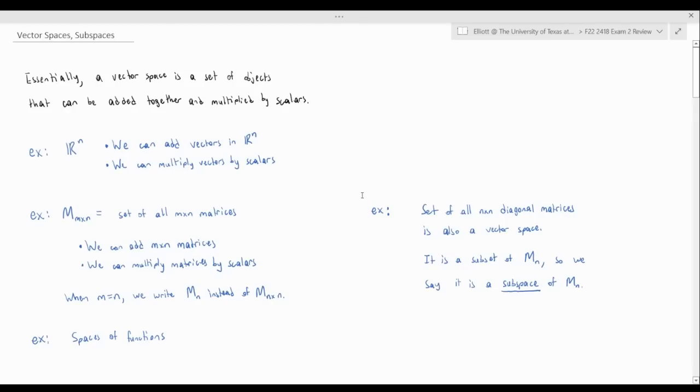And then here I gave another example of a vector space. If you take the set of all n by n diagonal matrices, that also happens to constitute a vector space. This example is special because we know that the set of all n by n diagonal matrices is a subset of the space of all n by n matrices, which I'm denoting as Mn. So therefore, we would say that it's actually a subspace. The idea here is that a subspace is a vector space that's within another vector space.